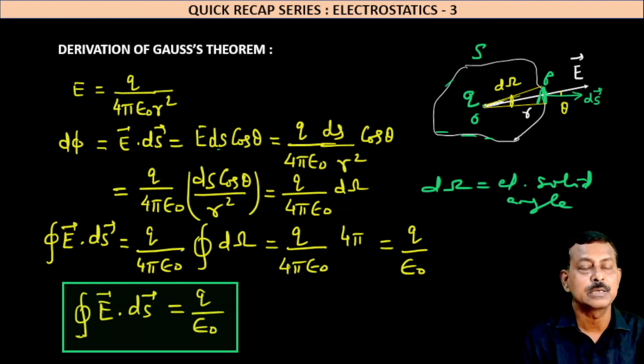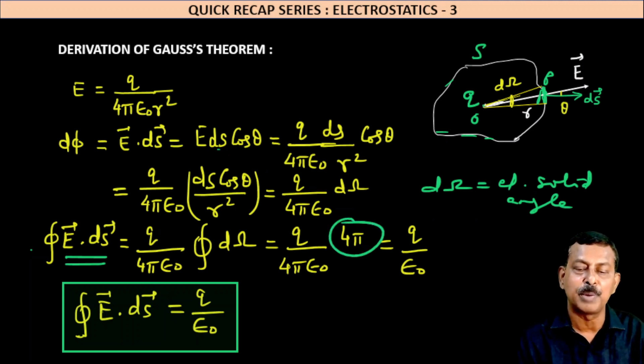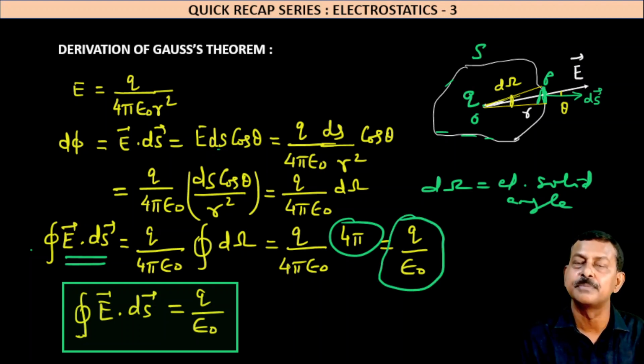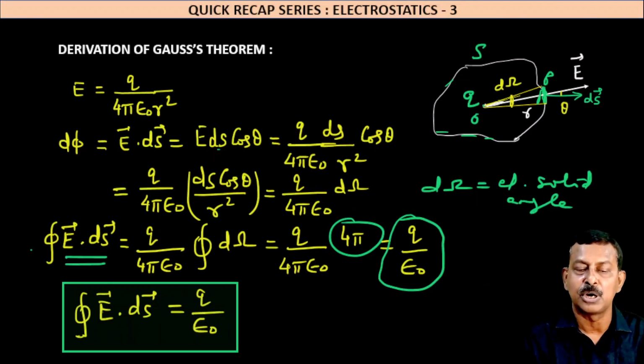If I now take the total electric flux over this entire closed surface, it is the integral of E dot ds over the closed surface, which will be q by 4 pi epsilon naught, then the integration over the closed surface of d omega. The total solid angle about a point is 4 pi. So it is q by 4 pi epsilon naught into 4 pi, and that will give the value q by epsilon naught. So q by epsilon naught is the net electric flux over the entire closed surface, which we take as the integral of E dot ds over the closed surface.